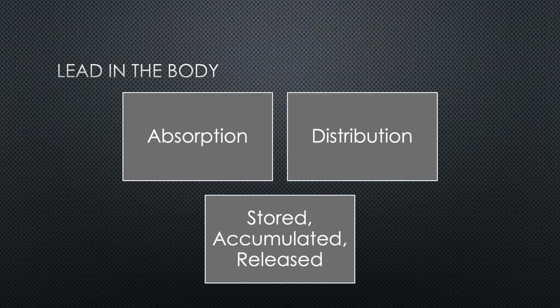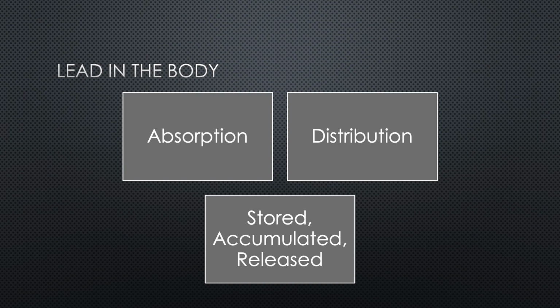Lead is stored and may accumulate over time in the teeth and bones. According to the CDC, over your lifetime, lead accumulates and is slowly released from the body. Lead is mostly excreted through urine, and smaller amounts are excreted through feces and sweat.